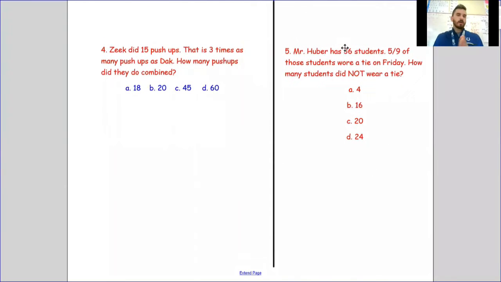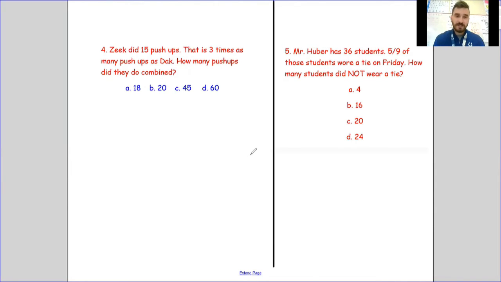All right, number 4. This is one where, very similar to what we've seen last week, you had to read. Again, there was really good math on this question, but we did not read. It says Zeke did 15 push-ups. That is 3 times as many push-ups as Dak. How many push-ups did they do combined?